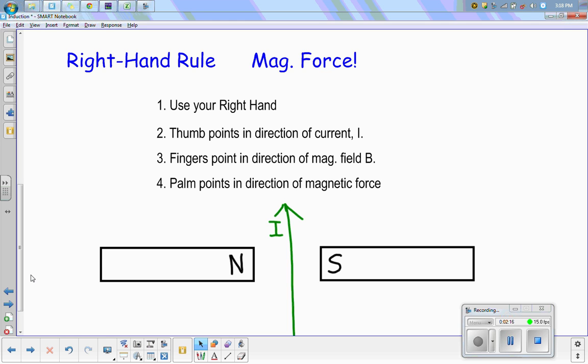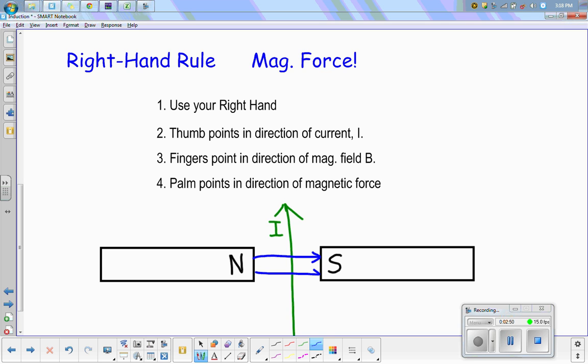If you need to pause the video to take notes, just pause the video and take those notes. I'm not going to wait for that though. So, to find the force on a current carrying wire in a magnetic field, you want to take your right hand, put your thumb perpendicular to your fingers, keep your palm flat, keep your thumb pointing straight out. Take your thumb and point it in the direction of the current. Take your fingers and point them in the direction of the magnetic field. Your fingers are those magnetic field lines.